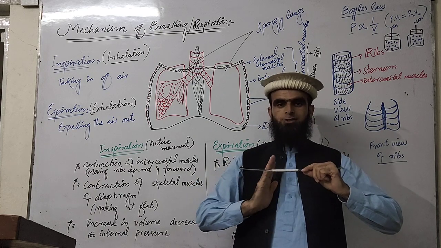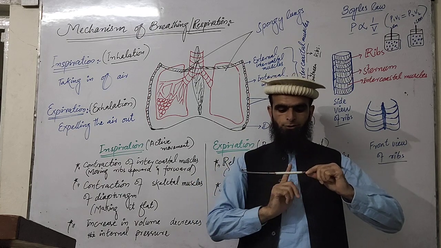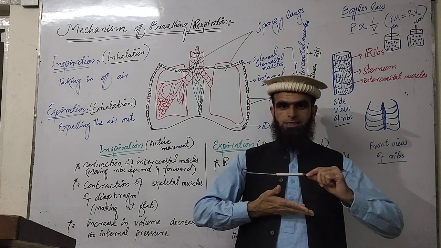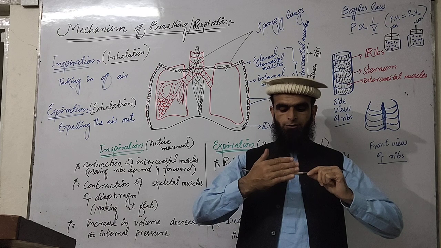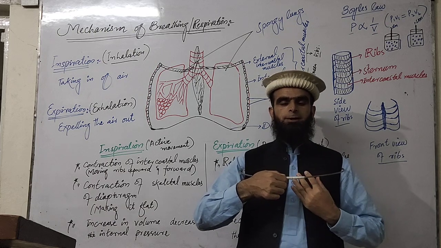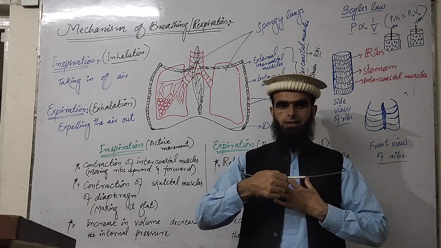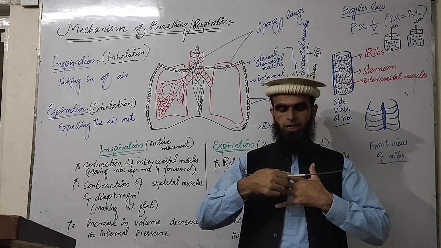So a space is formed in between the ribs and the lungs, meaning the ribs are elevated from the lungs. When they are elevated, a small space is formed here. And further, the lungs are spongy in nature, so they expand.